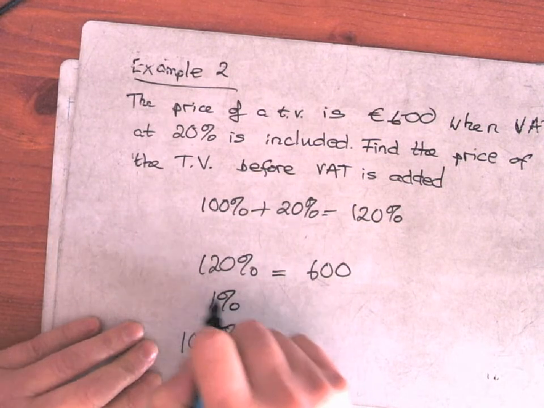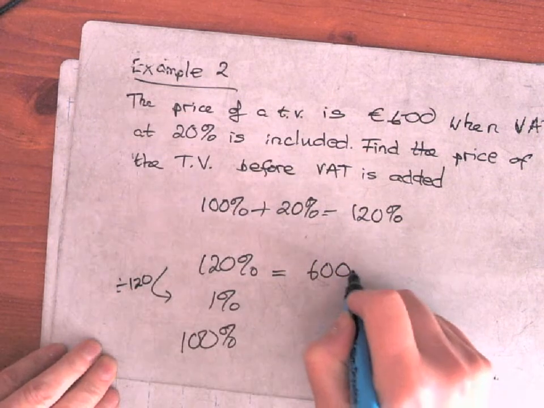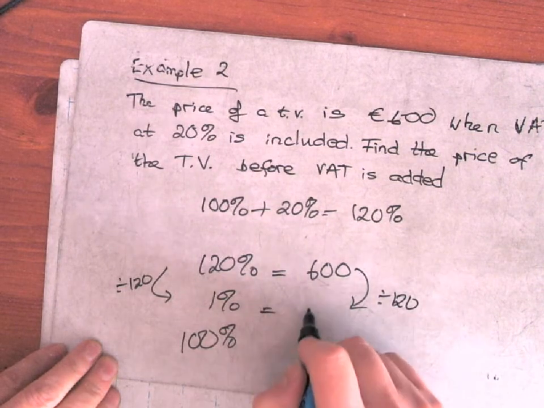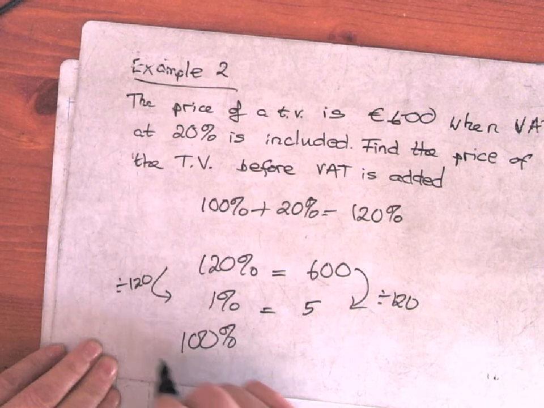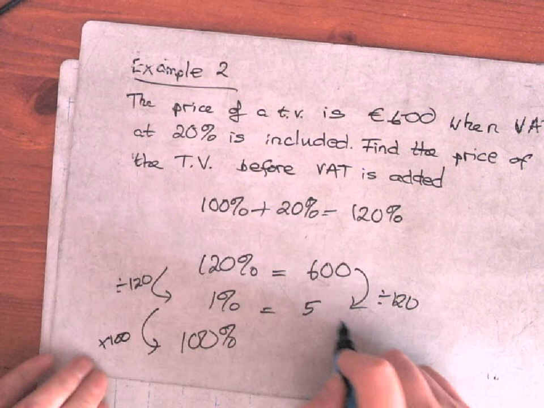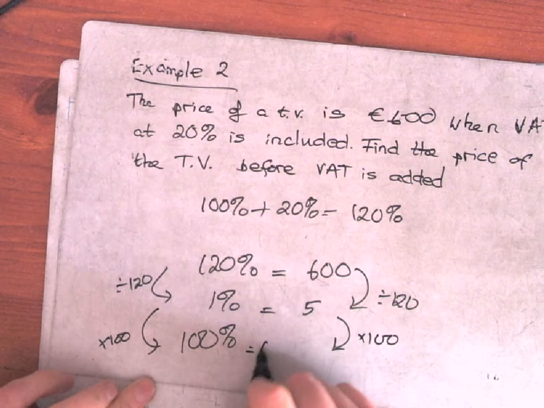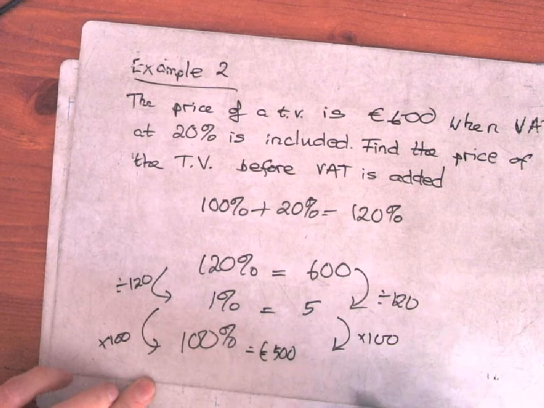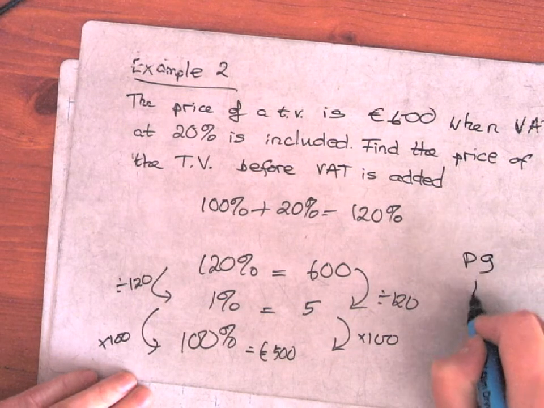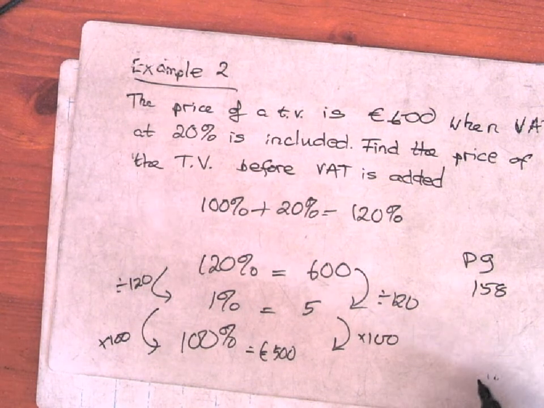If you do it at that side, you do it at this side. So 600 divided by 120 is 5. And then to go up to 100, you multiply by 100. So if you do it to that side, you must do it to this side. So 5 multiplied by 100 is €500. Now, if you do page 158, 14, 15 and 16 are like that. 14, 15 and 16.